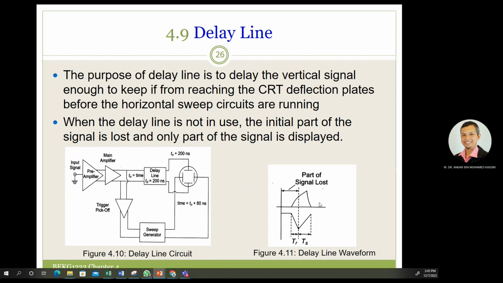And this is the delay line circuit inside the CRT. From the main amplifier, the delay line here will come with the triggered data, the sweep generator, and into the screen.